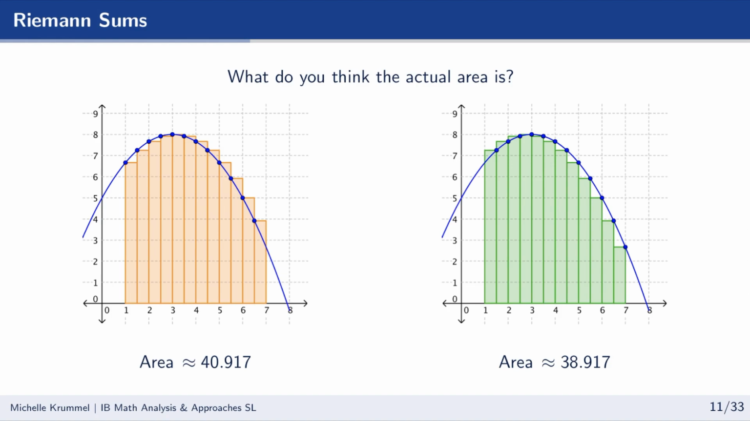So the actual answer is going to be somewhere in between, because I know the approximation on the left is an over approximation, and I know the one on the right is an under approximation. So the real area, the true area, is going to fall somewhere in between those two values.